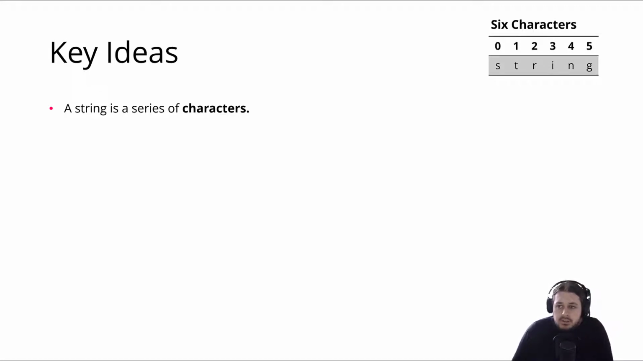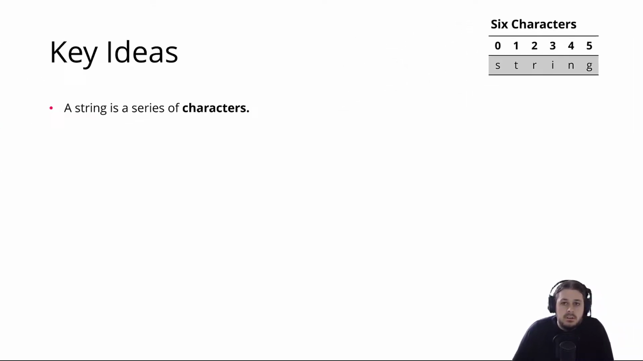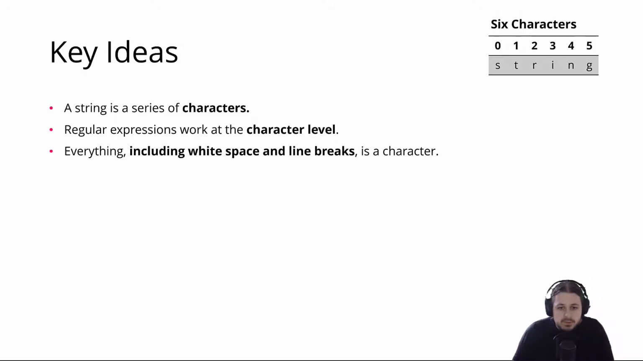And to the right here, you can see that a string, and this is the word string, consists of these characters, and we start counting at 0. That's very common in computer science. So this string has 6 characters numbered 0 to 5. And regular expressions are always working on the character level. So we can't think in terms of words or tokens or anything like that, but we always think in terms of characters. Now everything, and also white spaces and line breaks, are characters.